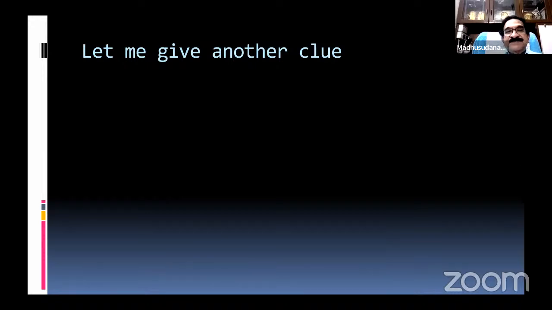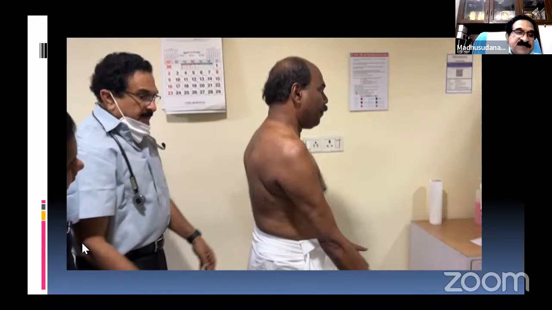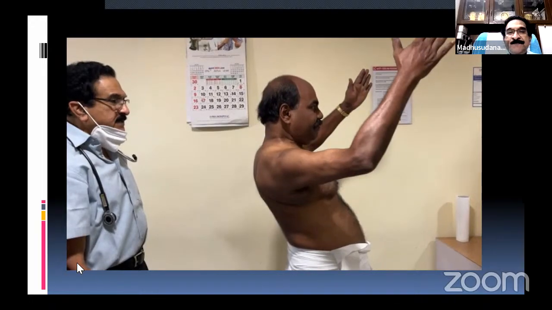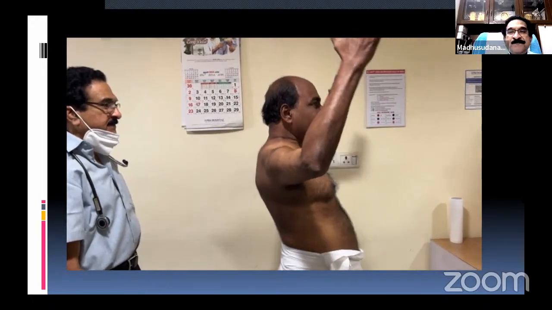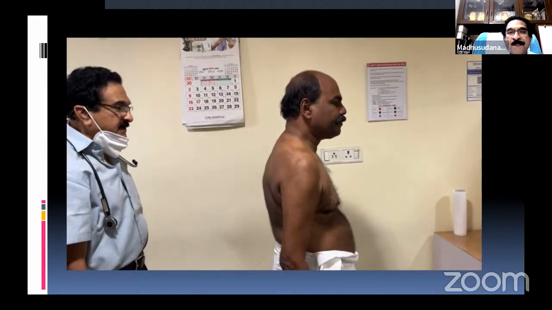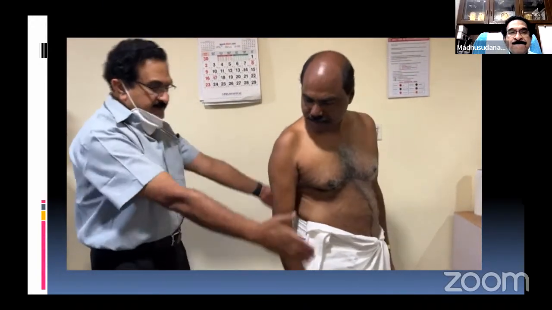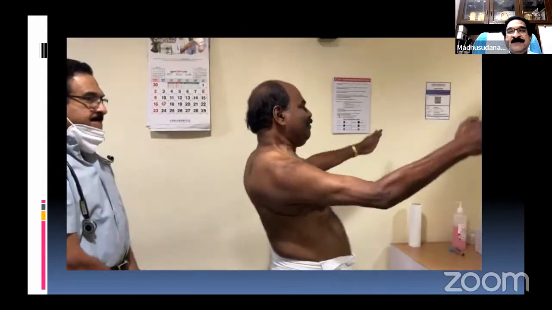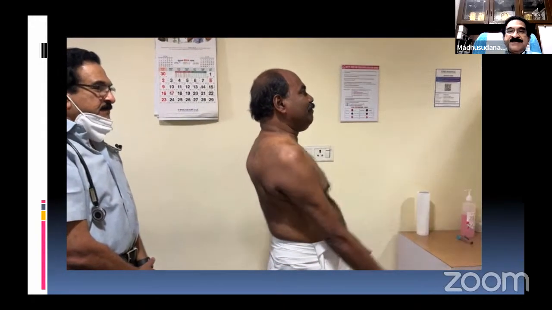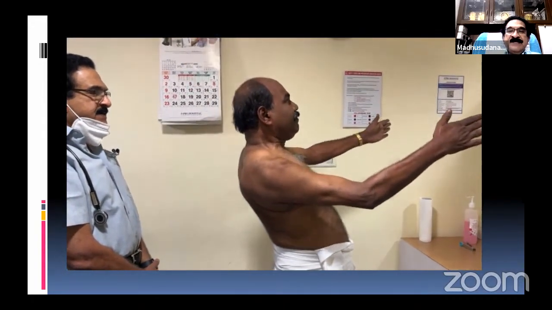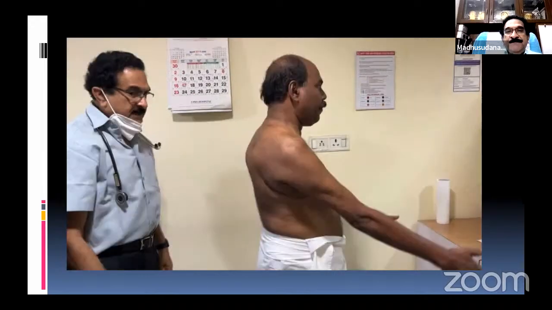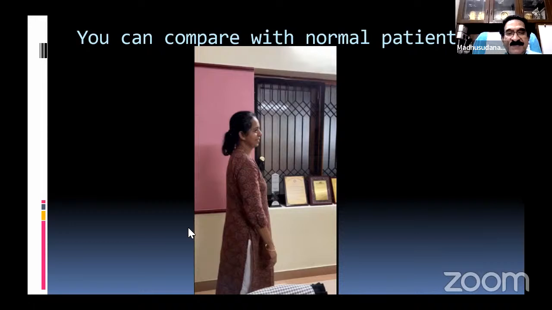Let me give you another clue in this patient. Now, what is this test which I am doing? We ask him to do forward flexion, and the whole trunk goes backward. Forward flexion is limited, as it is carried out by the scapular rotation, so the trunk goes backward to compensate. That is called the trunk extension or active elevation sign. I will show that video. You can compare with the normal patient.